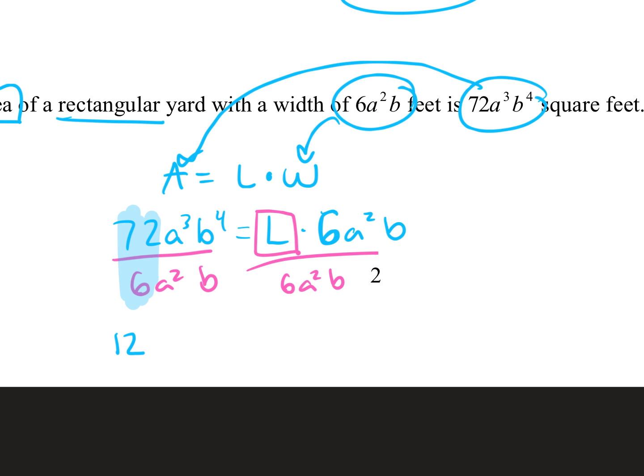How do I divide the variables? If I have a cubed on top and a squared on the bottom, what would I do with the exponents? Subtract them. So it would be 3 minus 2, which would be what? Just a. A to the first power, just a. And then we do the same thing with the b's. What's the exponent on the b on the bottom? 1. So it'd be 4 minus 1, which would be 3. So my length is 12ab cubed.